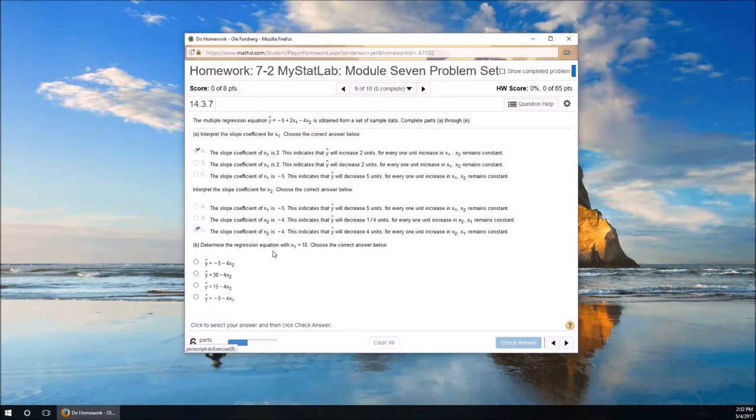Determine the regression equation when x1 is equal to 10. Okay, if x1 is equal to 10, then the equation is going to be y hat equals negative 5 plus 20 minus 4x2. Negative 5 plus 20 is 15. So it's going to be y hat is equal to 15 minus 4x2.